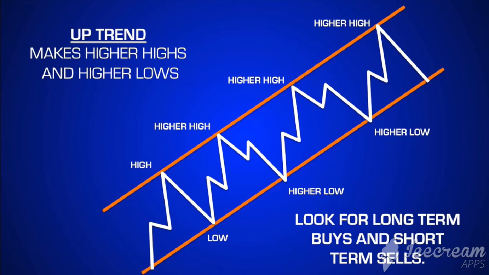So how would you want to trade on an uptrend? You would want to look for long-term buys and short-term sells. What do I mean when I say long-term buys? That means obviously this trend is overall going upward. So your best bet is to get into good buying positions. That means it's going up for the long run.